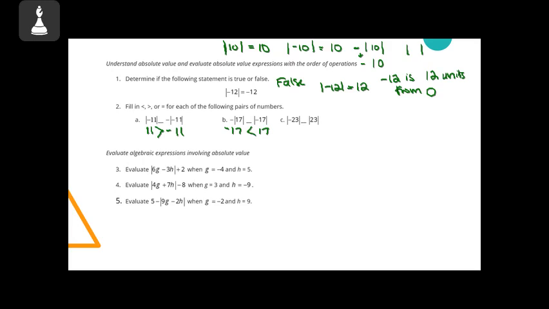All right, and the last one here, the absolute value of negative 23 is 23. The absolute value of 23 is 23, and these values are equal.